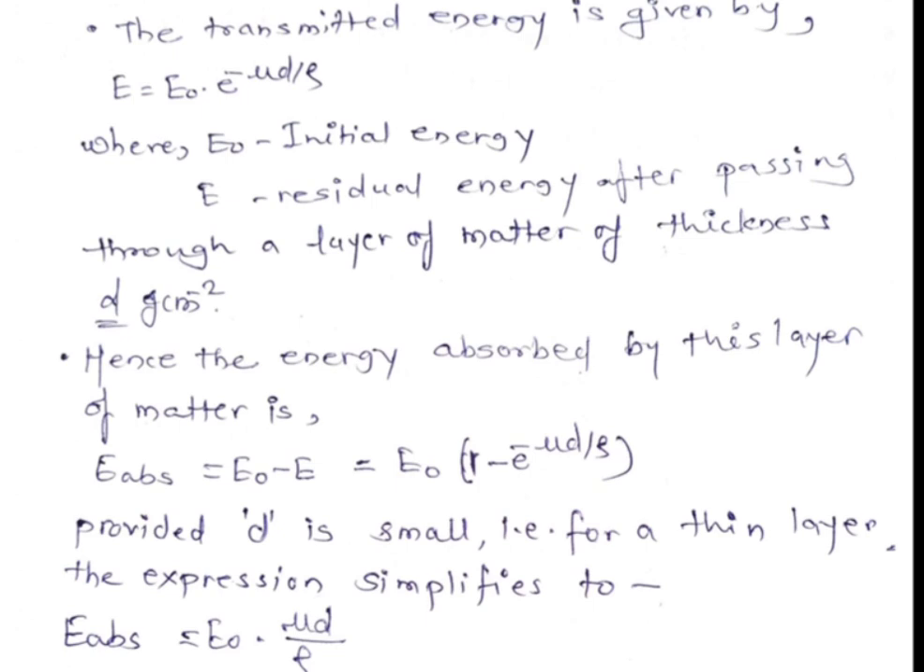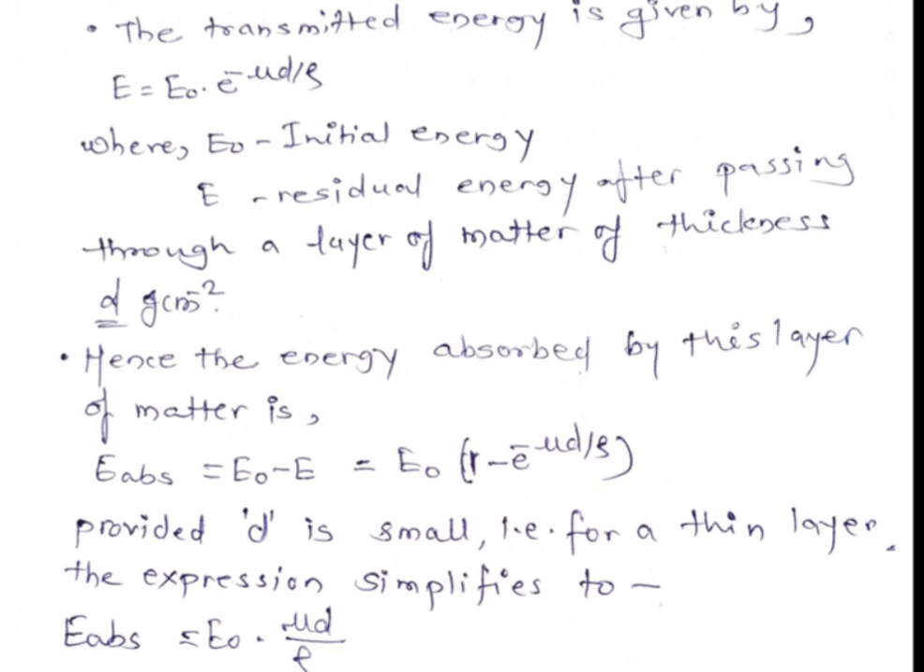Hence, the energy absorbed by this layer of matter can be calculated, as we know the incident energy and the emitted energy. How much energy is absorbed by that matter is calculated as the energy of absorption. So energy of absorption is equal to E0 minus E, where E0 is the initial energy and capital E is the emitted energy.